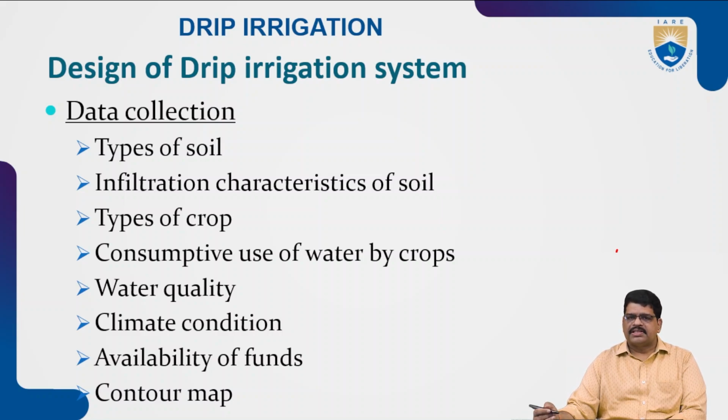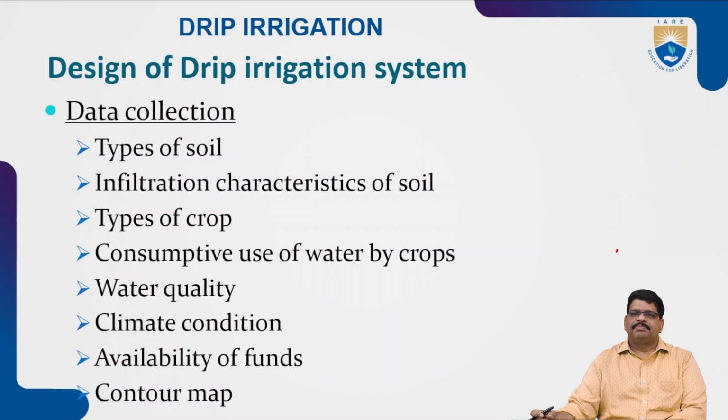As per the requirement, the supply of water also has to be provided. So that's why the different crop requirements, and how much water is required on a particular crop, are important. Next, consumptive use of water by crops.